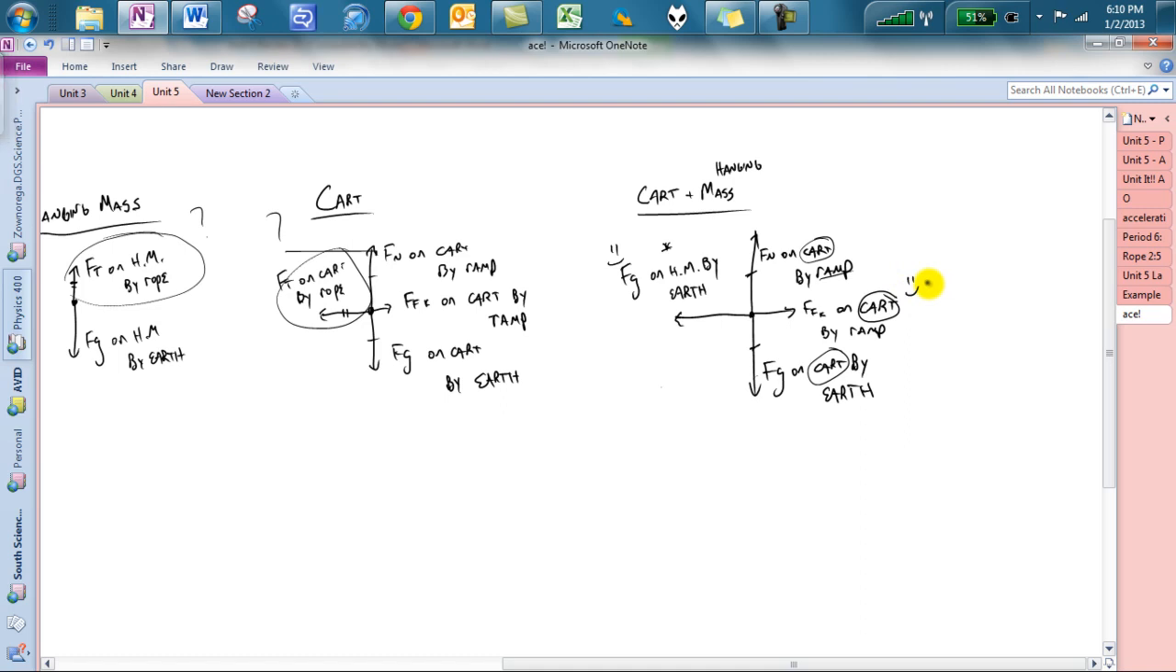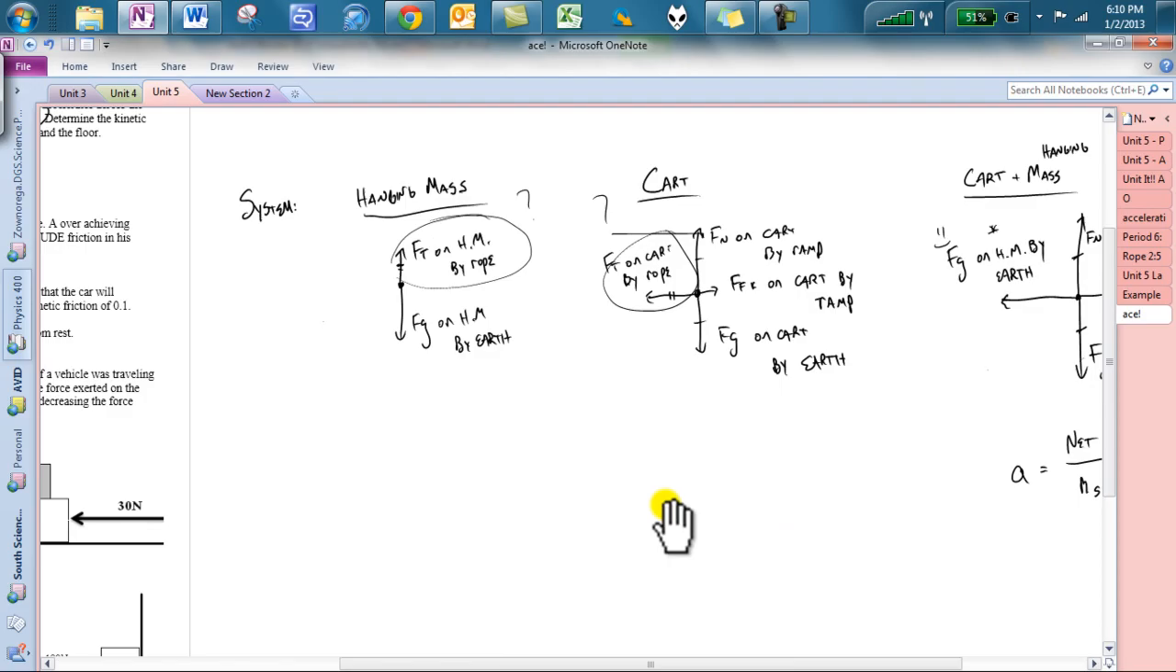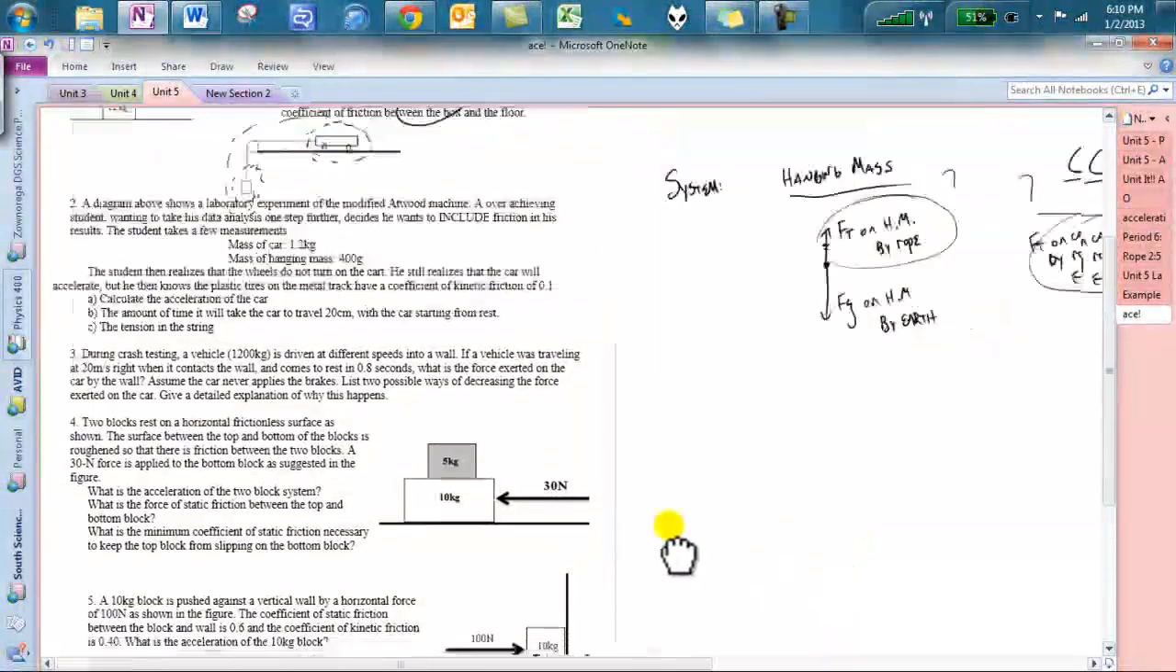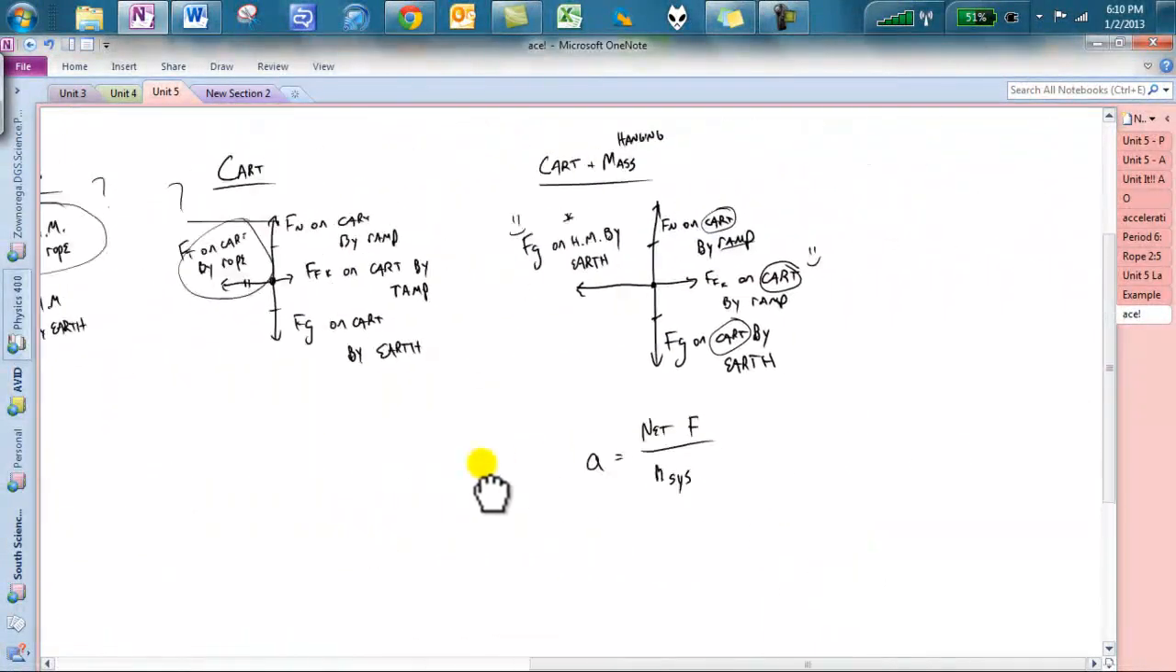So all that this takes is a little bit of situations where I always start with a is equal to the net force over the mass of the system, and I go from there. Let me just go back and make sure. What does it ask for? Oh, the acceleration of the car. Perfect. So I go on over here.